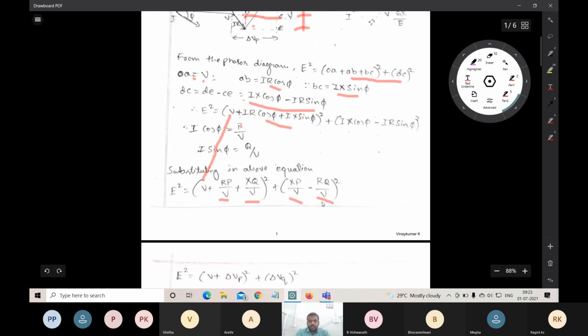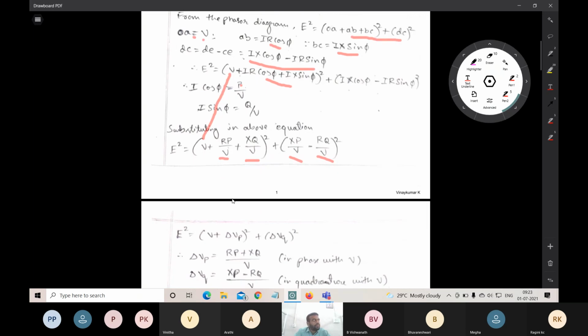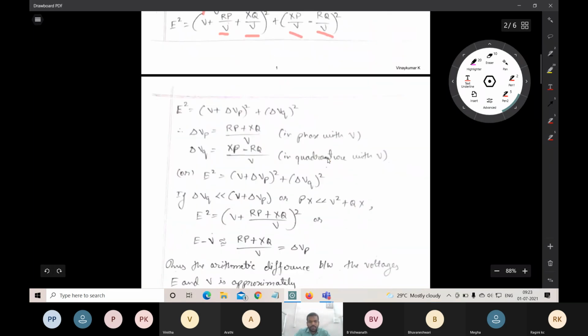Delta Vq will give you the change in voltage with respect to the reactive side, and delta Vp is the change in voltage with respect to the real power side. Okay, so Rp by V plus XQ by V is equal to delta Vp. XP by V minus RQ by V gives you the delta VQ. So I have just substituted the same thing here. So this is delta Vp, and this is delta VQ.